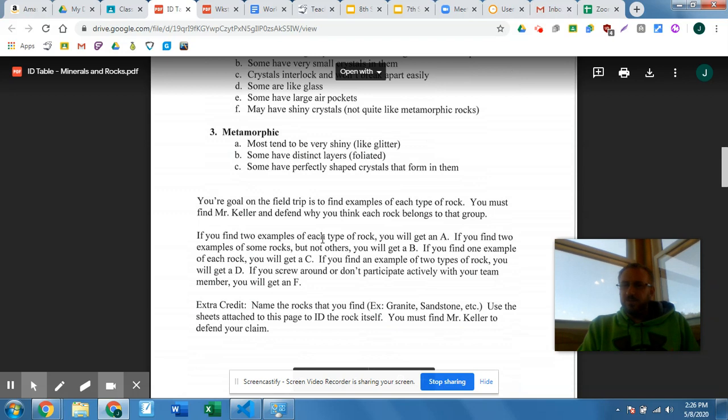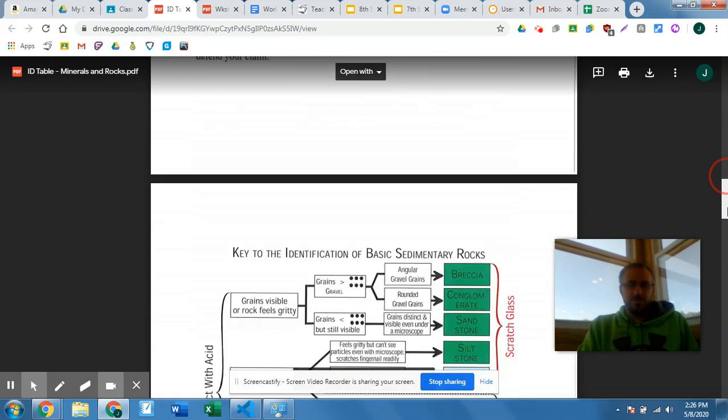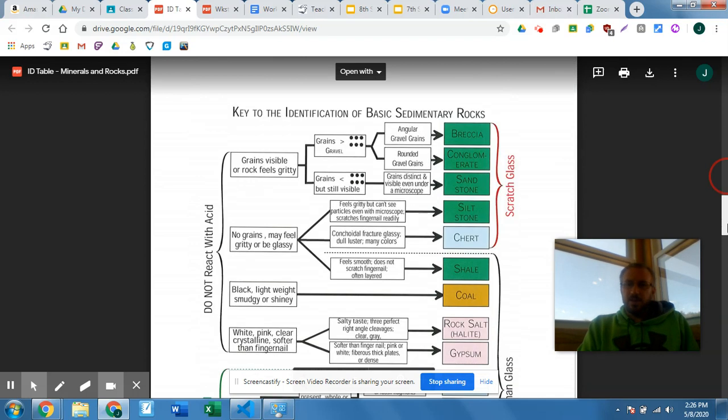And then ignore the field trip stuff. I did a field trip once where we went out to a place that had a bunch of different rocks just laying on a beach, and we had to try to find some. So that's why that was there.